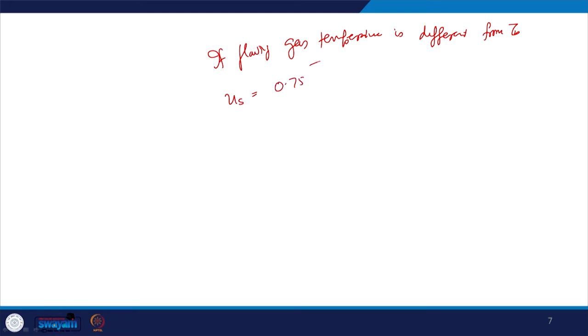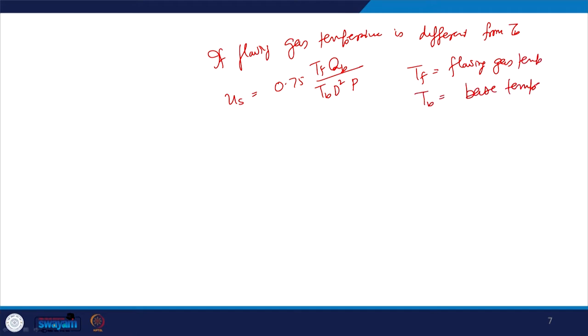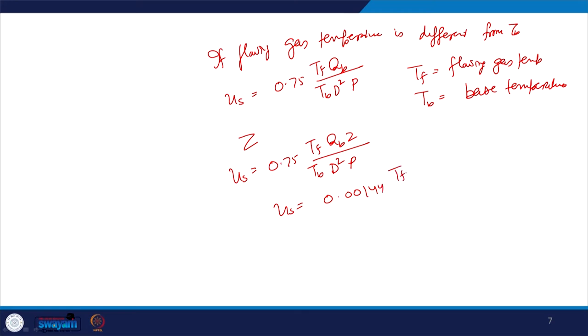Now, if flowing gas temperature is different from Tb, then Us is equal to 0.75 Tf Qb upon Tb d square p, where Tf is equal to flowing gas temperature and Tb is equal to base temperature. Now, if we consider the compressibility factor's effect, then Us would be 0.75 Tf Qb z upon Tb d square P, or Us is equal to 0.00144 Tf Qb z upon d square P.